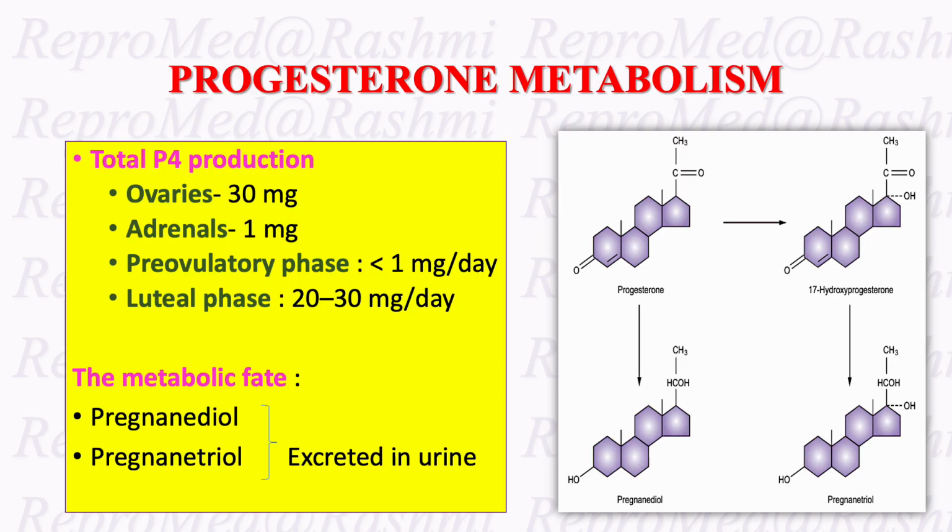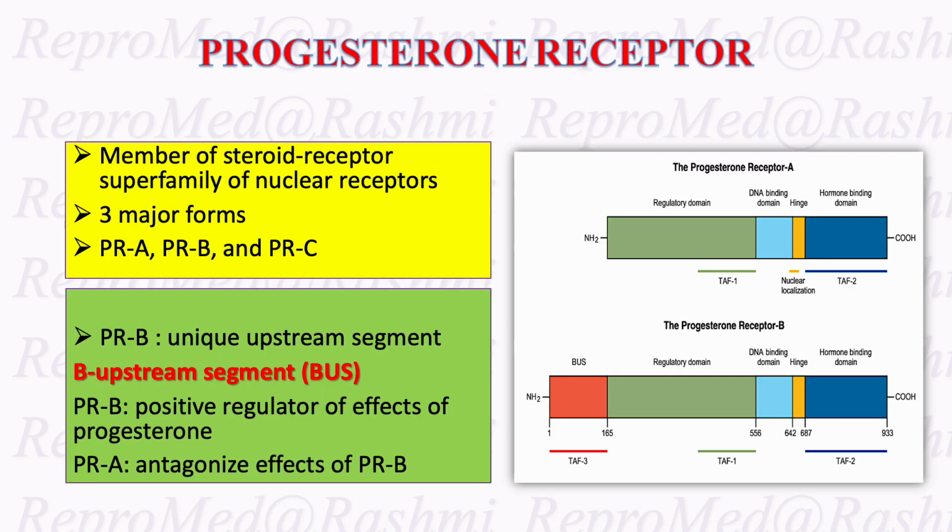Total progesterone production from the ovaries is 30 milligram, from the adrenals 1 milligram. In the pre-ovulatory phase, less than 1 milligram per day is released, while in the luteal phase, 20 to 30 milligram per day is released. The metabolic fate of progesterone: it is excreted in urine as pregnanediol or pregnanetriol.